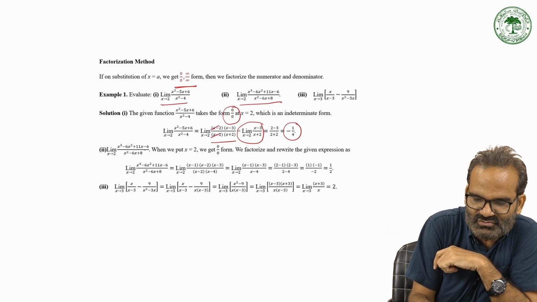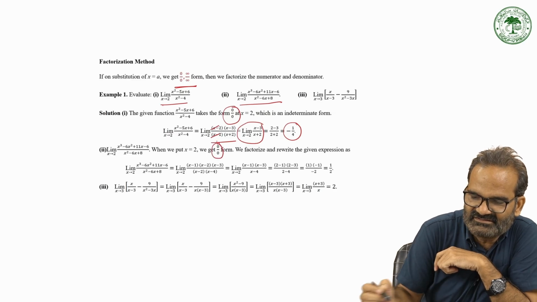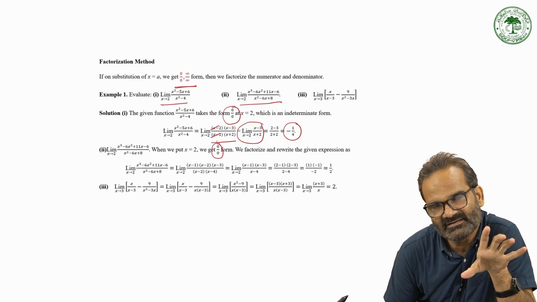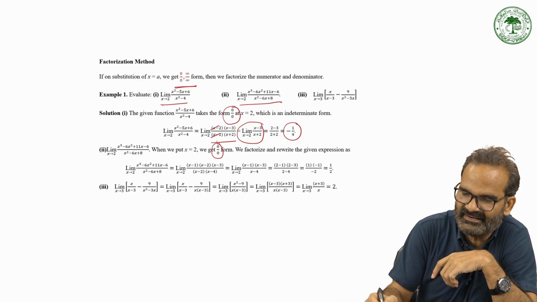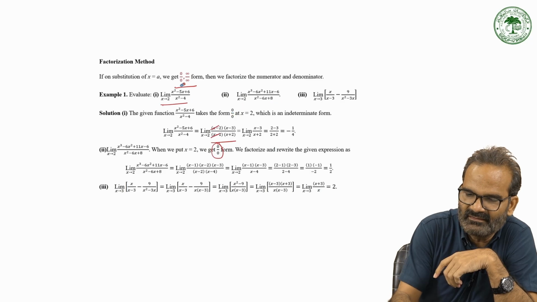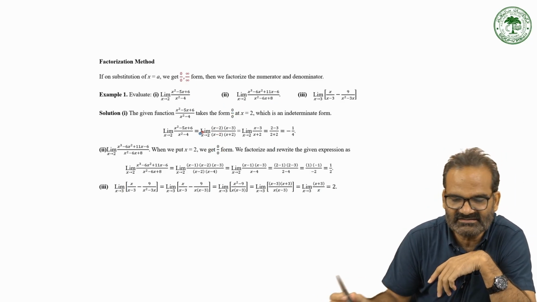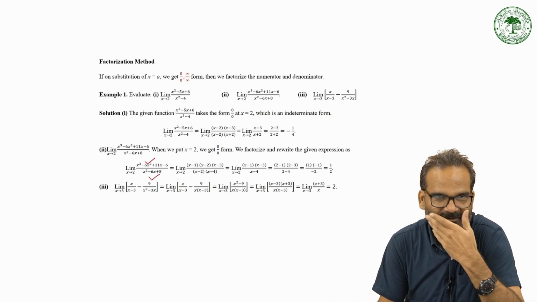Put x equals 2 in the numerator as well as the denominator, we will get 0 upon 0. You can check yourself, right? It means method 1 fails. We cannot use the method of direct substitution because we are getting 0 upon 0. So, the next stage is what? We will find out the factors of the numerator, this, and then the factors of the denominator.